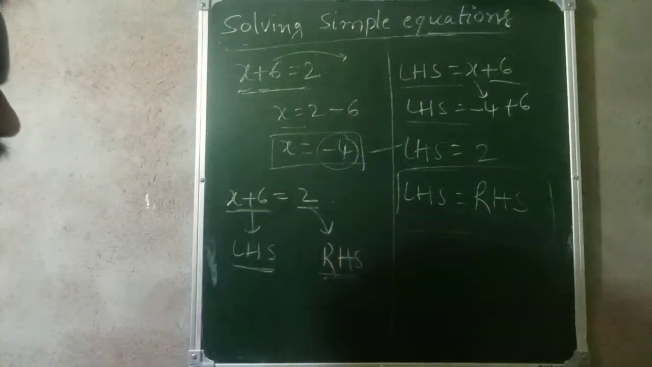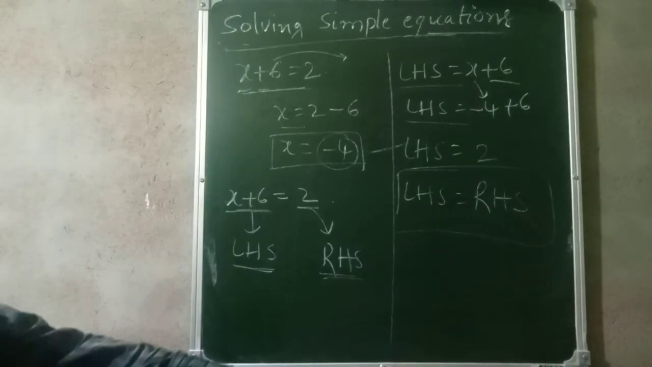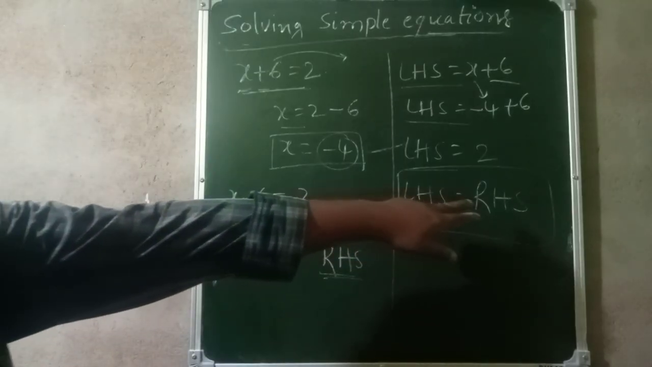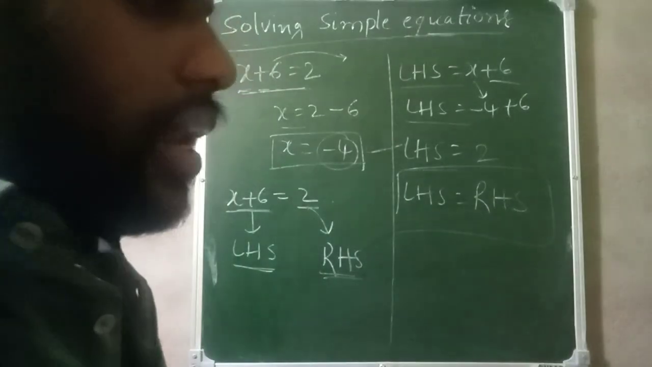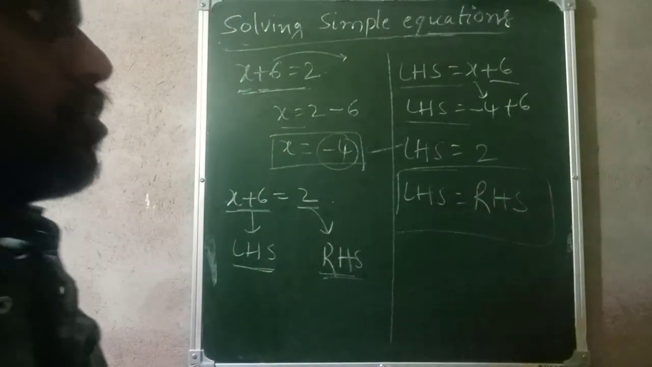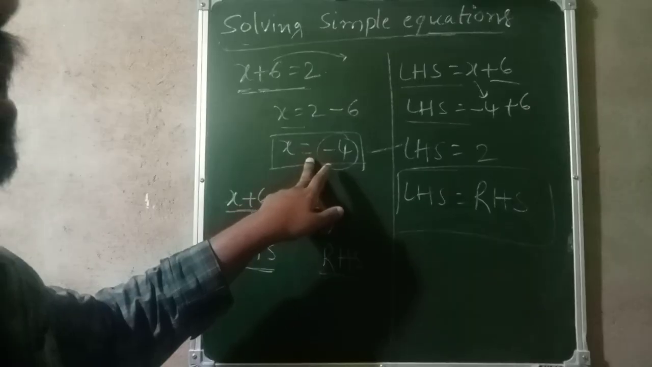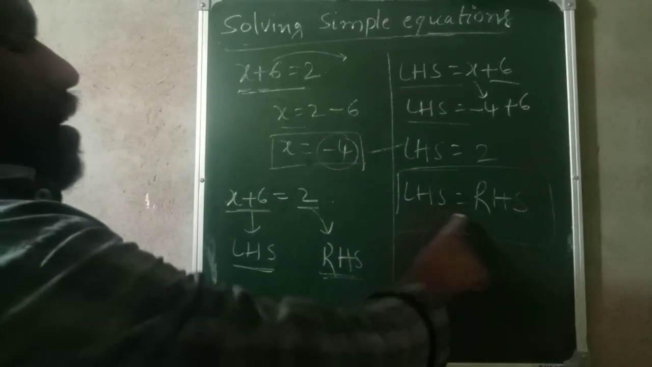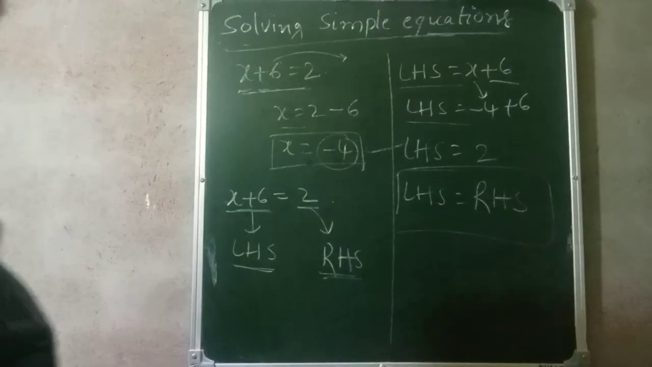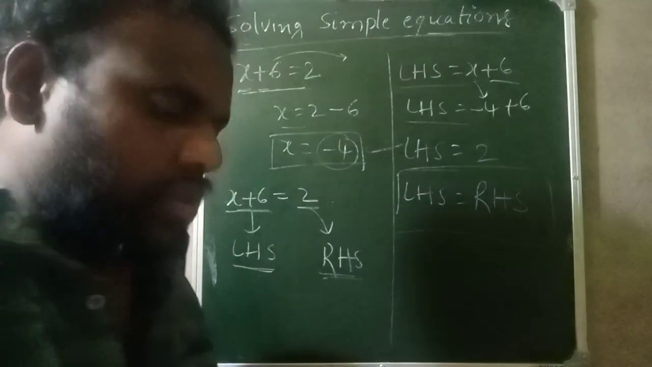So we got LHS is equal to RHS. So just remember, when LHS is equal to RHS, this answer is correct. This is the correct answer because we got LHS is equal to RHS. Okay. Yeah, that's all. Thank you.